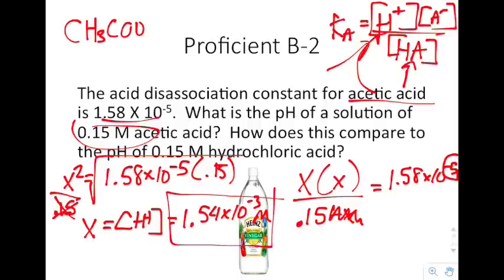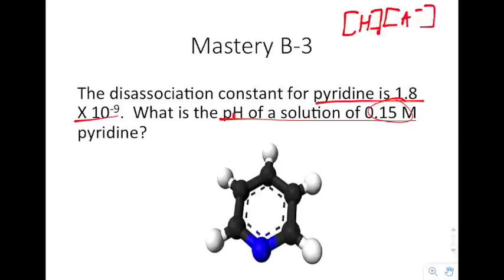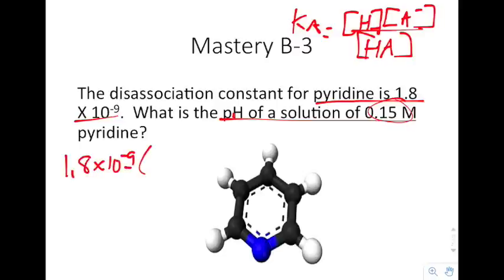Now, in the last one, we have the dissociation constant for purity is 1.8 times 10 to the minus ninth. What is the pH of the solution of 0.15 molar purity? So we're going to use just the general equation again, because we're not familiar with the chemical formula for purity, and we're just going to write it this way. Whenever we do that, we know that that's our Ka expression. So now we can say, all right, well, 1.8 times 10 to the minus ninth, that is equal to x times x divided by 0.15 minus x.